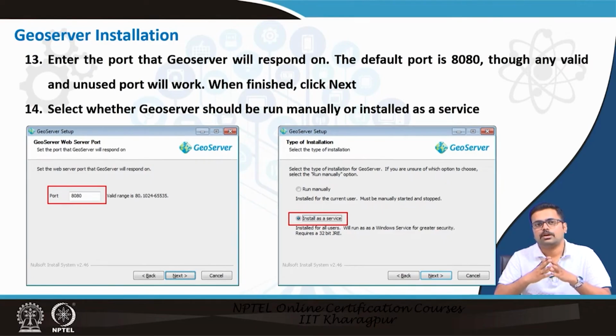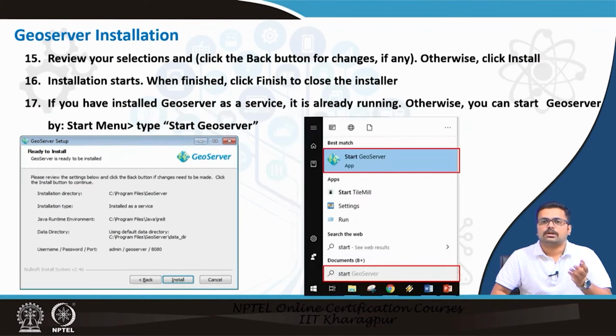Here you need to specify on what port you need to run the Geoserver. By default it can be 8080 or 8008, or any port which you like to give. Once that is done, select the option called install as a service, then press next and then install. So your Geoserver will start installing.